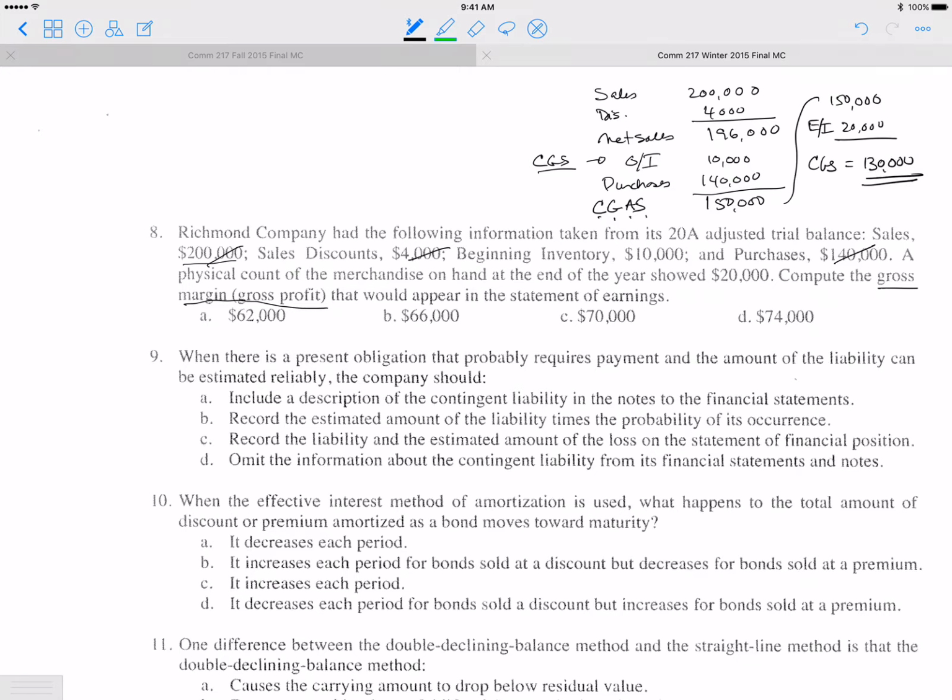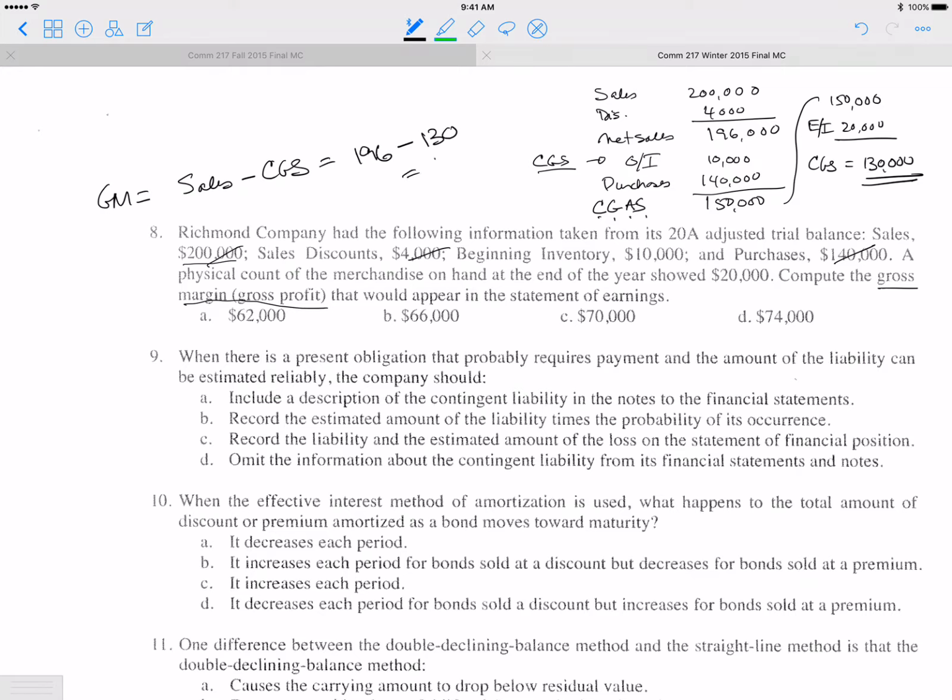Gross margin is equal to sales minus cost of goods sold. In this case, it's 196 minus 130. So your gross margin in this case is 66,000.